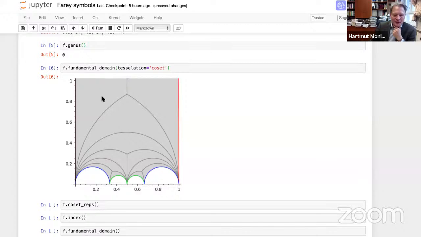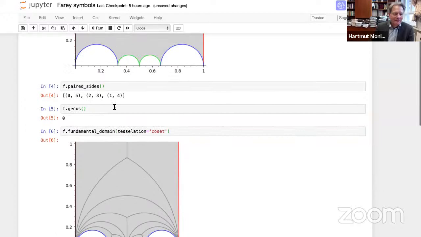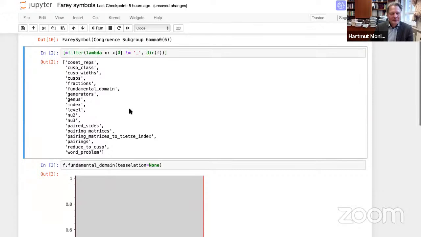And if you count all the cosets which you see here now, you can find the number 12. So that's all you need to know at this point. The coset representations you can also get explicitly, because I calculated in between gamma 0, 1.